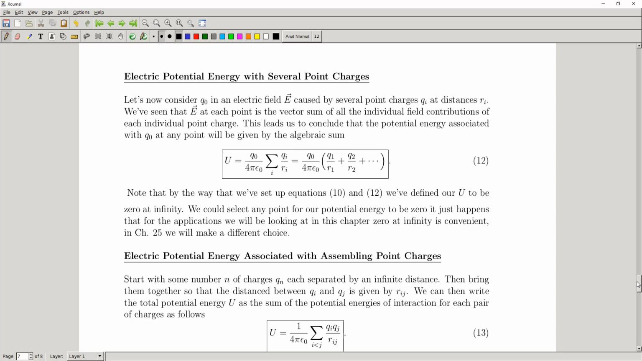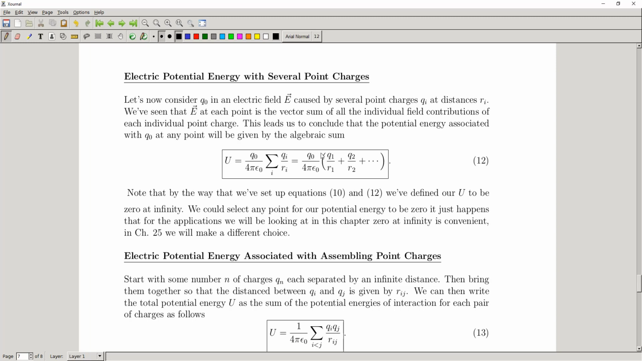But what happens if we have multiple point charges, several point charges? Well, we've already seen this principle of superposition allows us to write down the electric field for all these point charges, right? We've seen that we can just add up all the different little contributions from all the particles to give us an electric field at any point that we would like. So this leads us to the conclusion that we should be able to write down the potential energy in a similar way, and that's exactly what we can do.